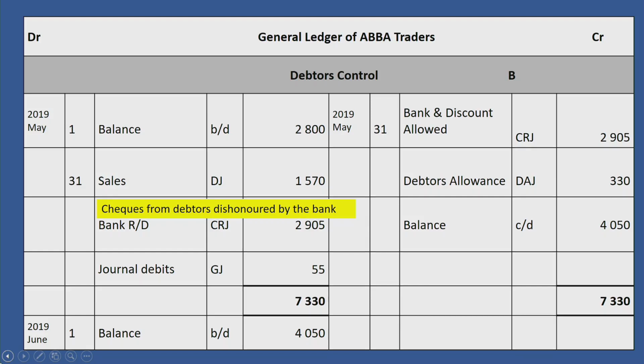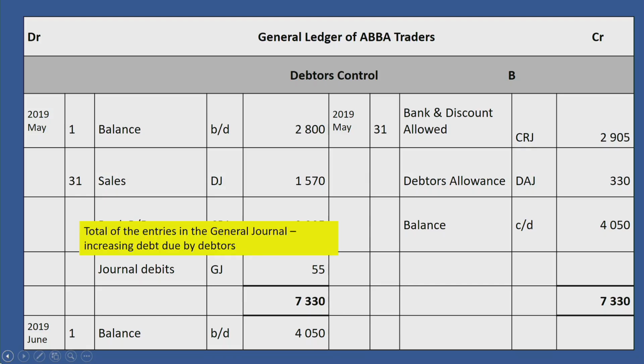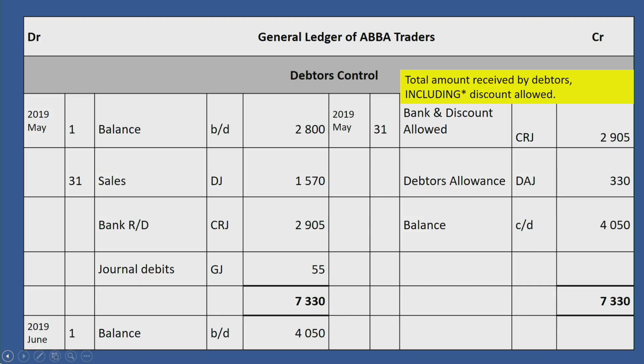Okay, and then of course you'll see here that the journal debits will be 55 Rand for whatever reason, and that is the chapter you're doing later. That's journal number 8 around the start of the second term. So you can come back to it then, don't worry about that now. On the credit side, you'll recognize that that amount is the total amount received by debtors, including discount allowed.